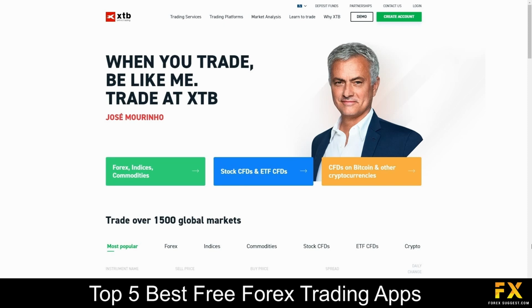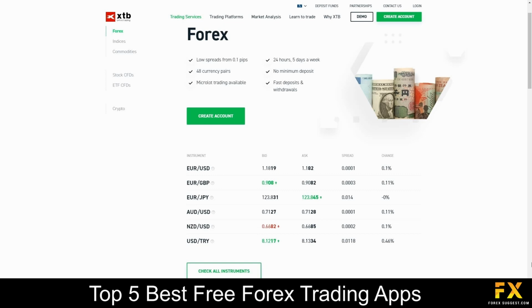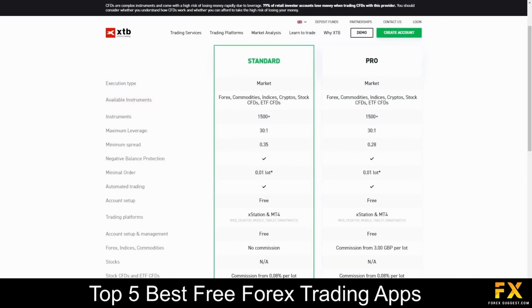XTB specializes in trading through Forex, indices, commodities, stock CFDs, ETFs, and cryptocurrencies. Their accounts feature standard, Pro, and Islamic accounts, with up to 1,500 tradable instruments, lower spreads, automated trading, free account setups, and more.